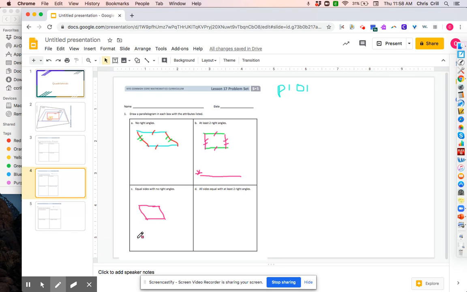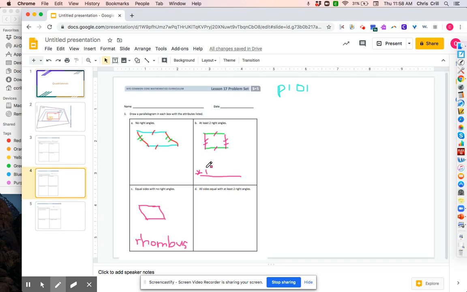There's a special name for this. Starts with an R. Are you remembering? This is actually a rhombus. So a rhombus is a special parallelogram in that it has equal sides, but it does not need to have right angles. Let's go back to B.